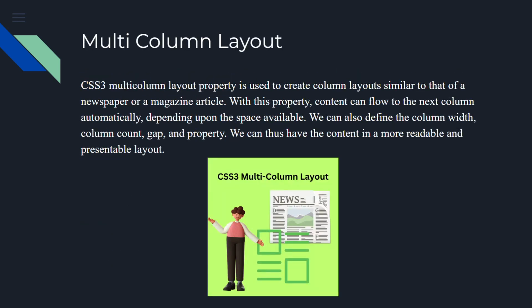Next, we have multi-column layout. The CSS3 multi-column layout property is a tool for arranging content in a newspaper or magazine style. It automatically flows your content into columns based on the space available. You can also control the width of the columns, how many columns there are, the gaps between them, and more. This makes your content look better and easier to read, just like in a professional publication. So here I have an example for that, which is basically a newspaper.